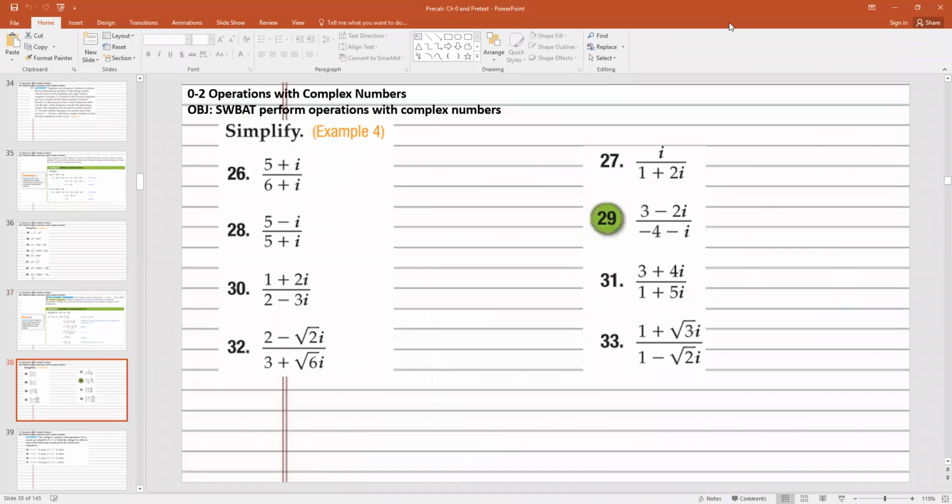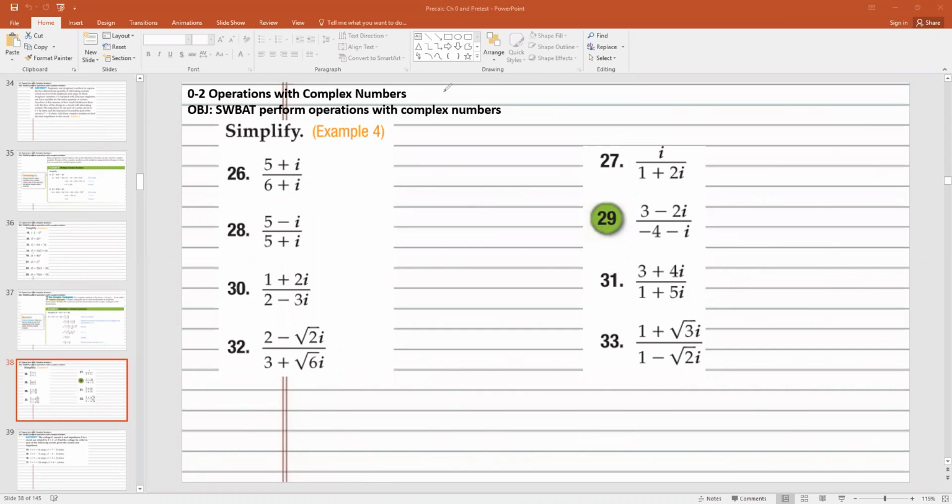All right, so here we go. The reason we can't have the i's in the denominator is because i is a radical, and we can't have that radical in the denominator. Here, I should have shown you one with the radical. Oh well.